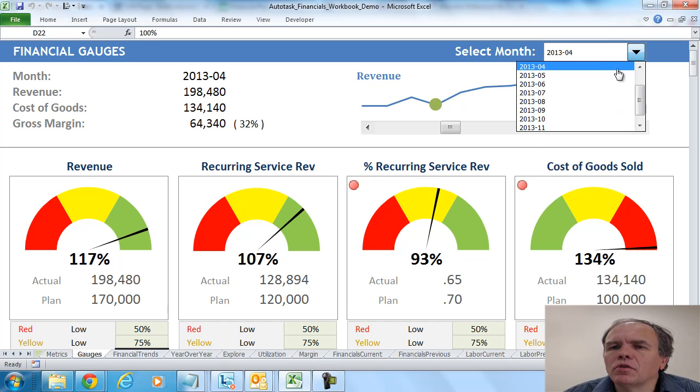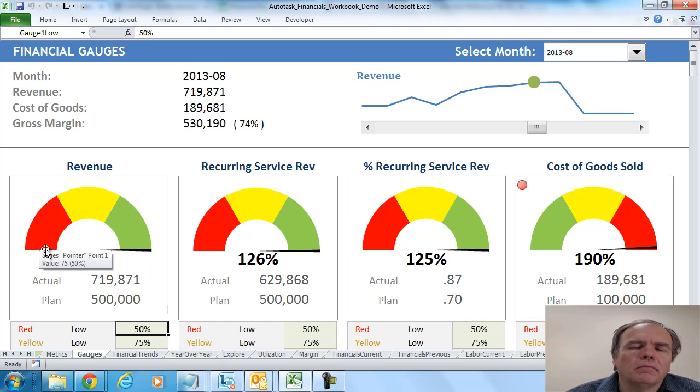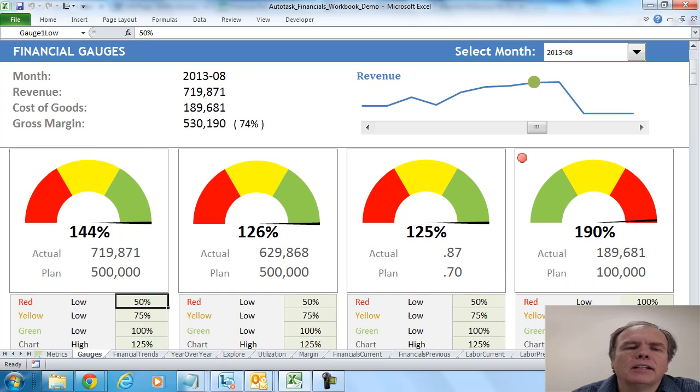So one of the things I'm going to do is choose August again, and we'll go back and take a look at it. Let's take a look at a specific chart here, and I'll take a look at revenue. And below each chart, one of the things that you'll see is that there's a series of values that determine how the chart actually gets displayed. So in this case, I see my actual, I see my plan, I see the percentage of the plan, and then these numbers below it actually allow me to configure the aspect ratio of what's being displayed.